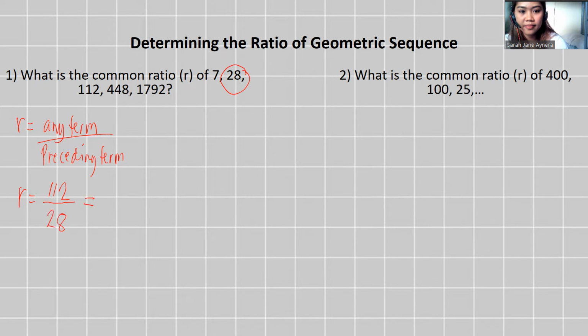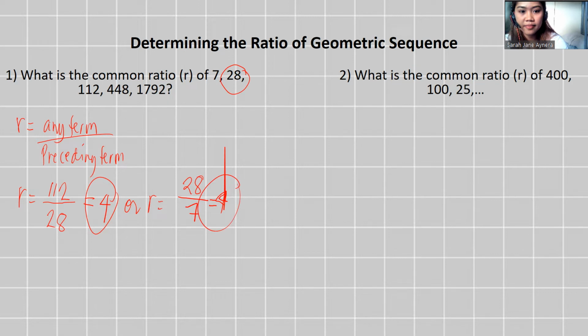So 112 divided by 28 is equal to 4. Or you can also choose, say for example, 28 divided by its preceding term, which is 7. So 28 divided by 7 is equal to 4. So the common ratio is 4.